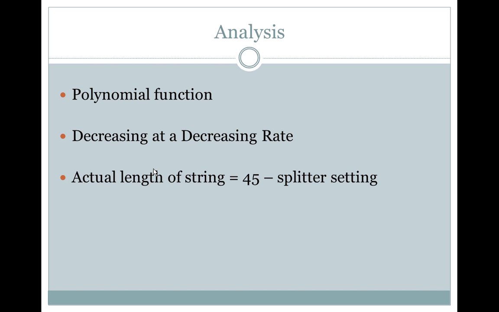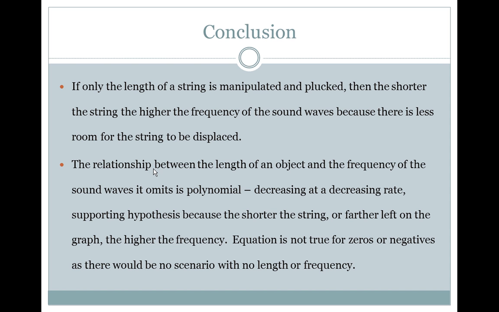It was polynomial, decreasing at a decreasing rate, meaning that the farther left on the graph, or the shorter the string, the higher the frequency, and the longer the string, or farther right on the graph, the lower the frequency. The conclusion was that the relationship between the length of an object and the frequency of the sound waves it emits is polynomial, decreasing at a decreasing rate, supporting my hypothesis because the shorter the string, the higher the frequency.